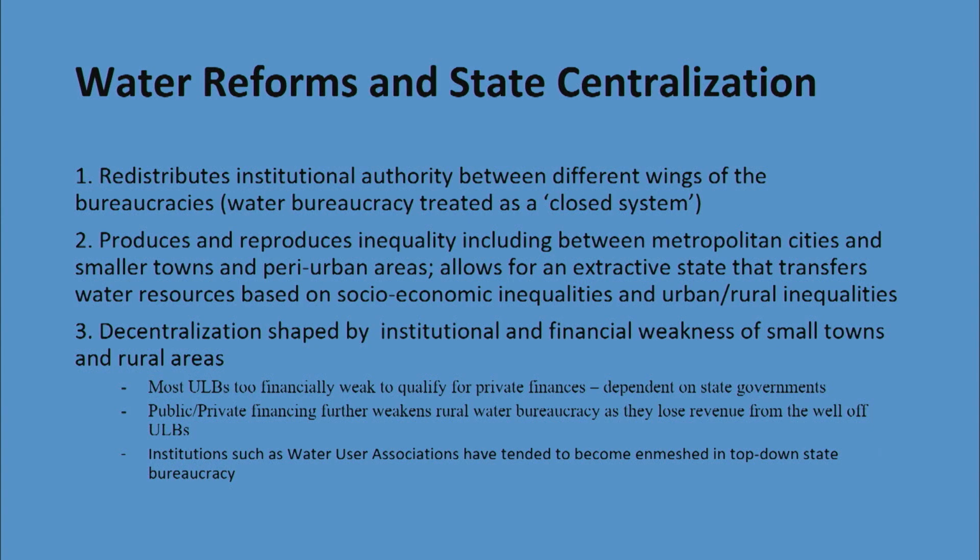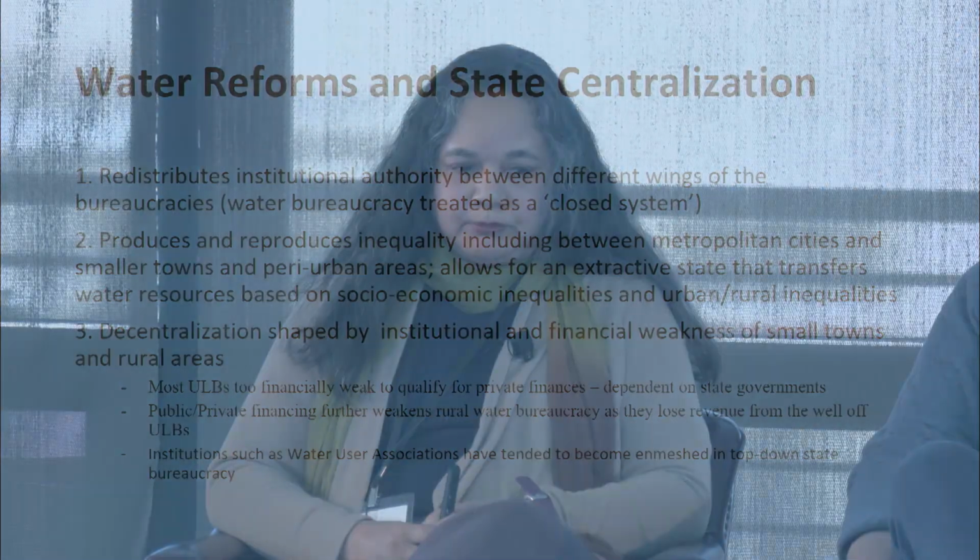The first is that I found that when we think about decentralization being implemented on the ground, what actually happens is not necessarily a devolution down, but what we could think of as a redistribution of institutional authority between different wings of the bureaucracy. A side effect of that is that the water bureaucracy tends to be treated as a closed system. What this means in practice is that decisions about how you manage water are separated from, for example, land usage or urban development. But then when you have the challenges of competing demands over water, those are institutionally segregated out, and water governance becomes crisis management because it's not really part of the urban development planning.